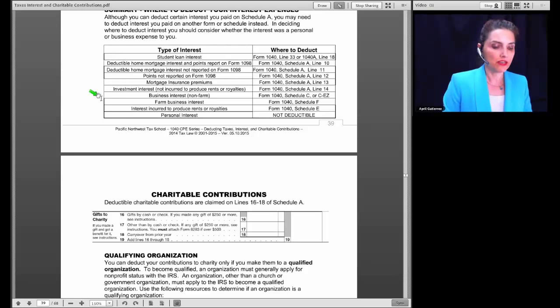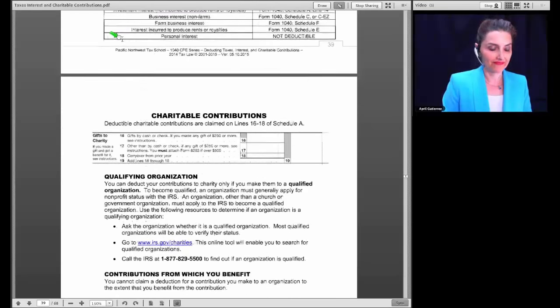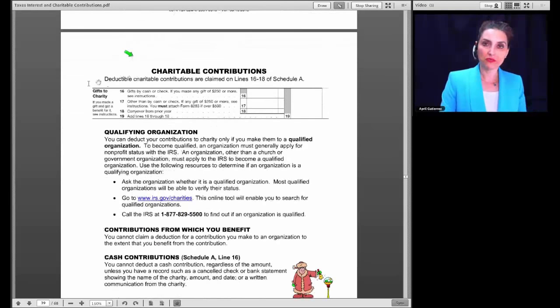And if you pay interest associated with a business, then it goes on Schedule C. If you pay it associated with a farm, it goes on Schedule F. If you pay interest incurred to produce rents or royalties, that is claimed on Schedule E. And any other form of personal interest like credit card interest or car loan interest, it's not deductible at all. So that concludes the interest portion of today's class.